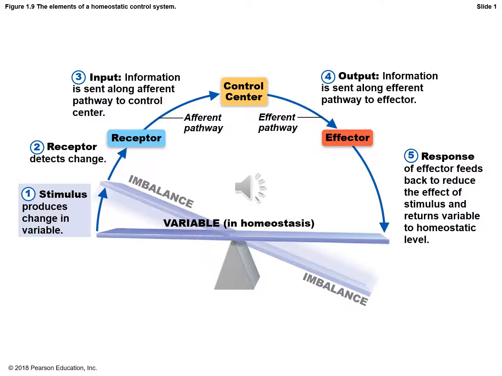Number one, there's a stimulus. There's an imbalance in something, pH or calcium, like I say. There's a receptor that's able to detect that change. And then there's an afferent pathway that sends this information up to the control center, which might be the brain. Then a decision is made, and then there's an efferent pathway or output that sends information out to an effector, which should be able to make a correction so that the deviation is fixed.